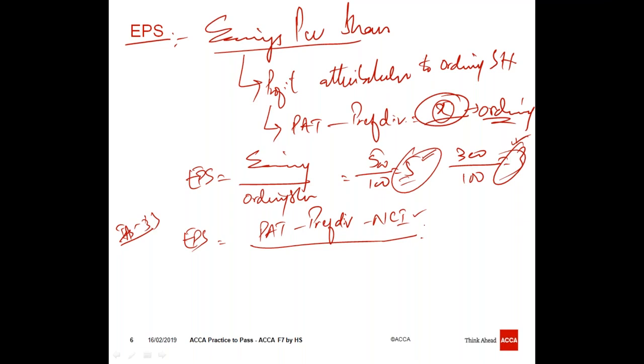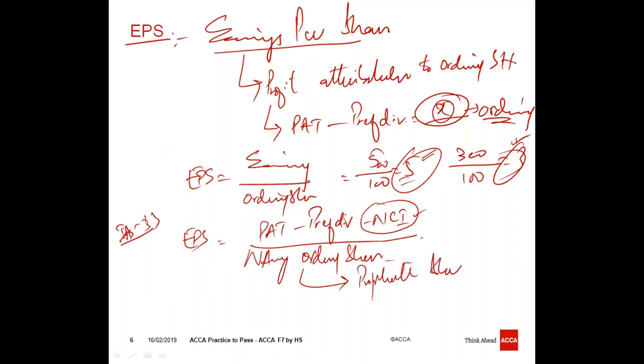in case we are going to calculate the EPS of a group, or you can say that we are calculating the EPS in a consolidated financial statement. So the formula will be this. For a single company, the formula is simply profit after tax minus preference dividend divided by weighted average ordinary shares. Weighted average ordinary shares means you have to take proportionate shares.